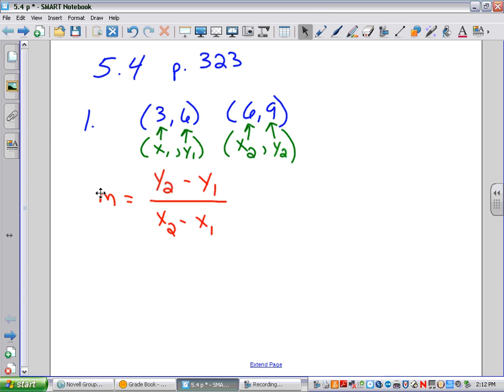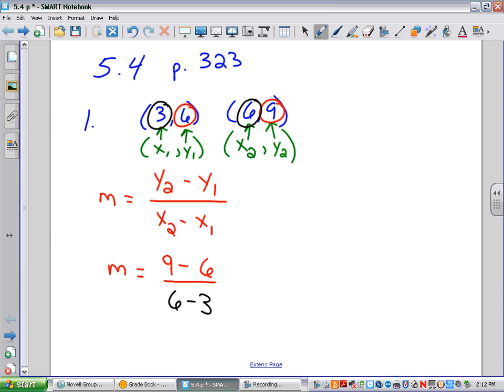So I need to plug everything into the formula. So I'm going to start down here. y2 minus y1. It would be this 9 minus that 6. So I'm going to write 9 minus 6. Second y minus first y. Then it would be the second x, which is this 6 minus the first x. So I write 6 minus 3.